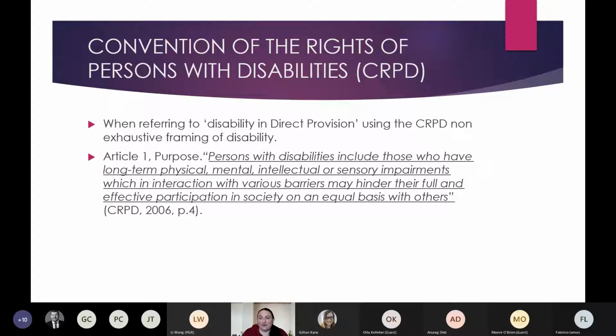So when referring to disability, I'm using the CRPD non-exhaustive framing of disability. Today is the International Day of Persons with Disabilities, so this is timely. Article 1 of the CRPD frames it as: persons with disabilities include those who have long-term physical, mental, intellectual or sensory impairments, which in interaction with various barriers may hinder their full and effective participation in society on an equal basis with others.